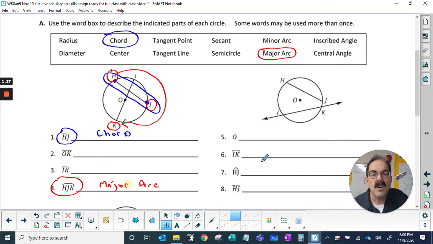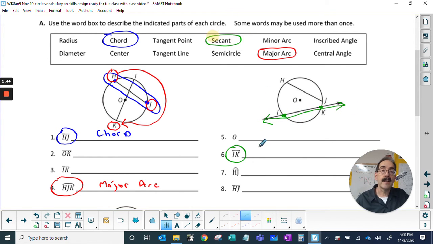Okay, let's go to IK. Let's try IK. IK looks like a line. Yep, line. A line that goes through a circle in two places is called a secant line. Secant. Okay, and you can put line if you'd like, because it is a line. It's got arrows on both sides.